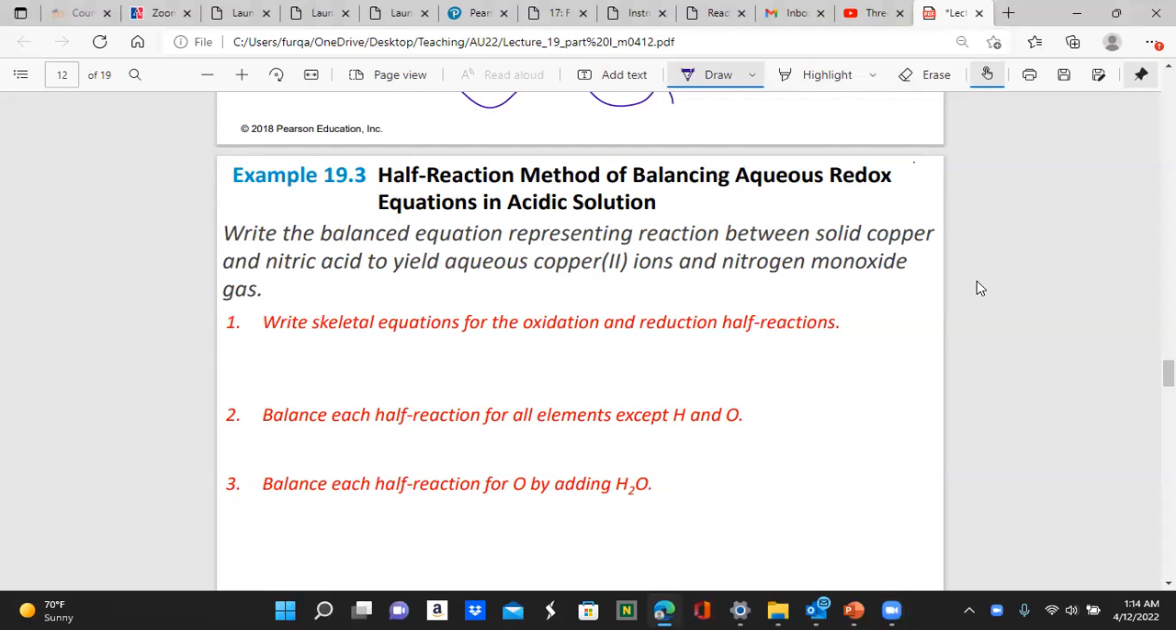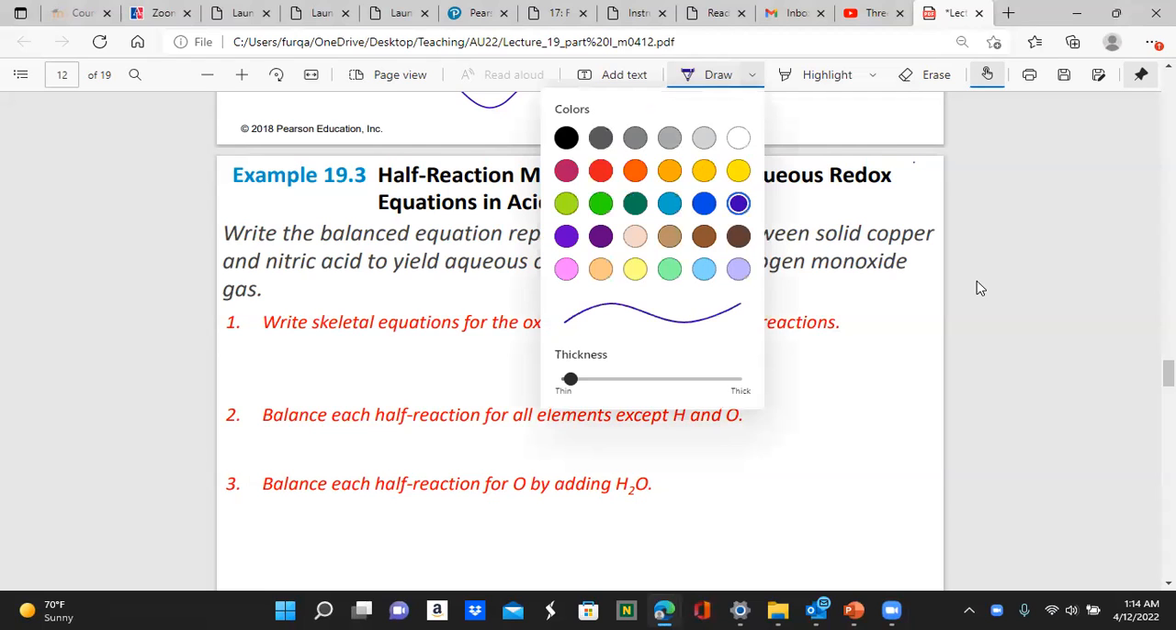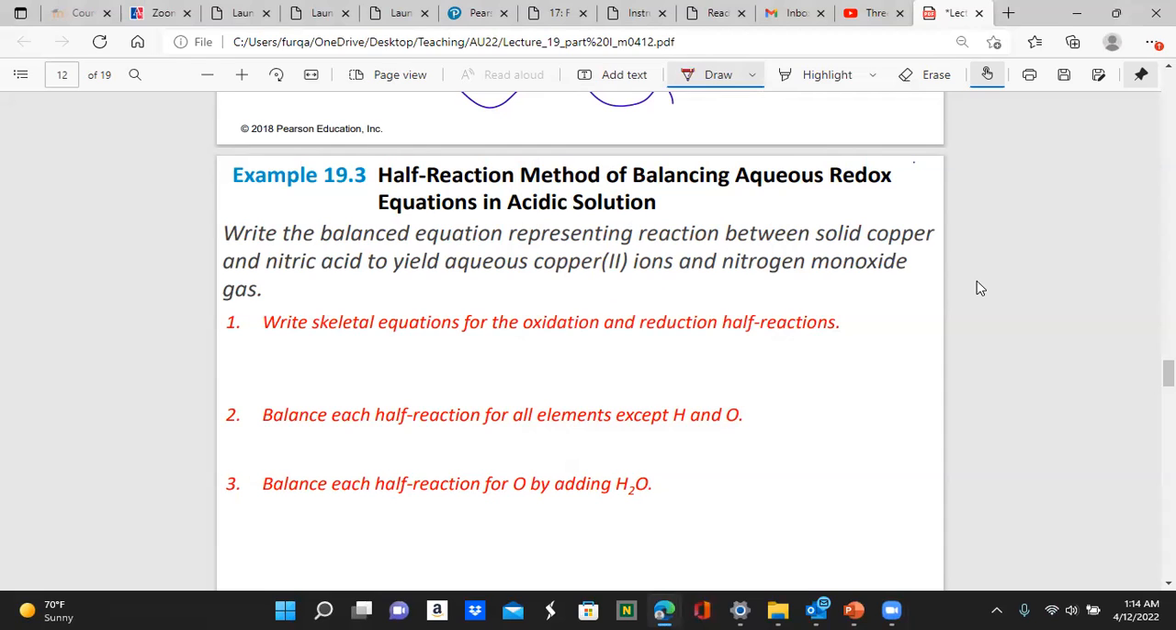Okay, so now we'll work on this one. We have to start with a chemical reaction. So it says write a balanced equation representing the reaction between solid copper. Solid copper means it's going to be Cu, solid copper here.